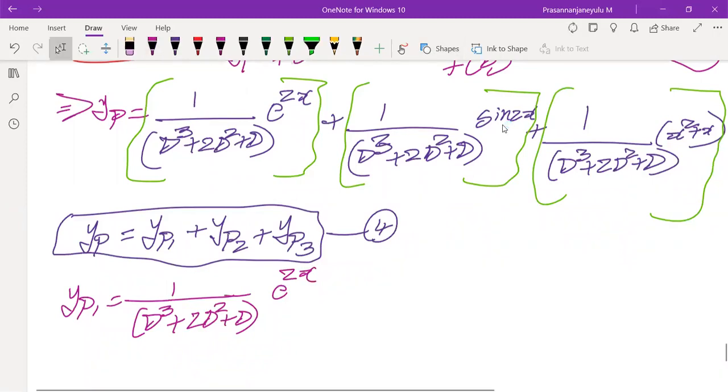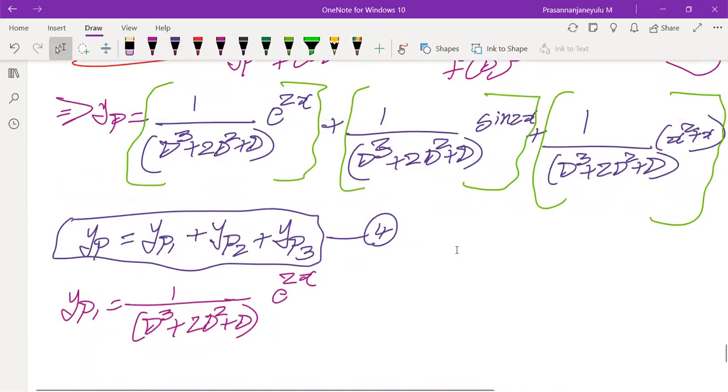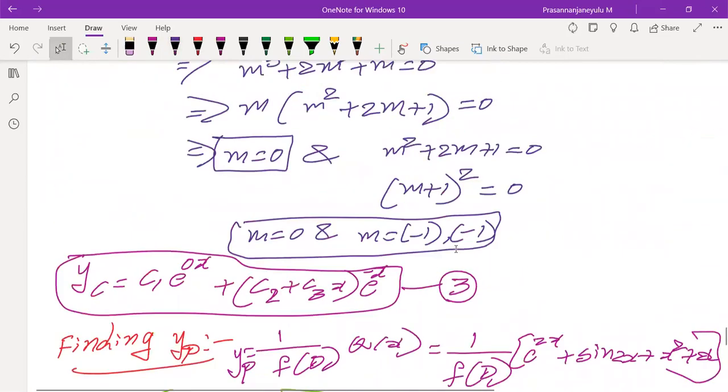With reference to type 1, what do we have to substitute in the denominator in place of d? Put d equals 2. But is m equals 2 a root? Yes or no? Check it. m equals 2 is a root here? No, it is not a root. 0 and minus 1 are the only roots.